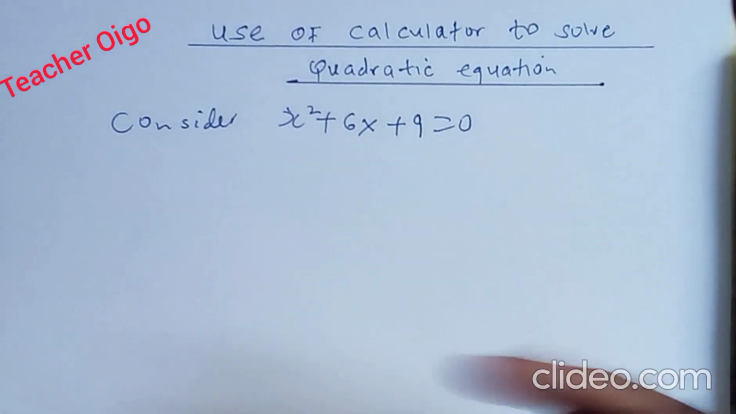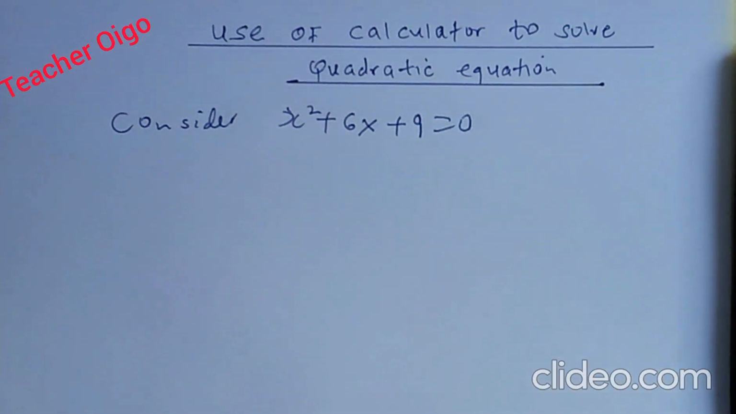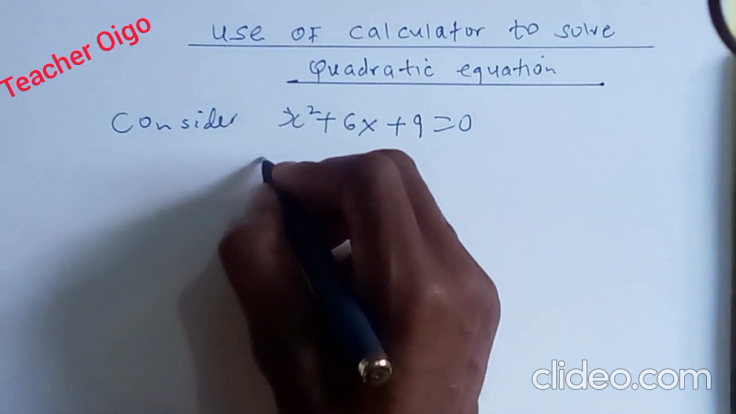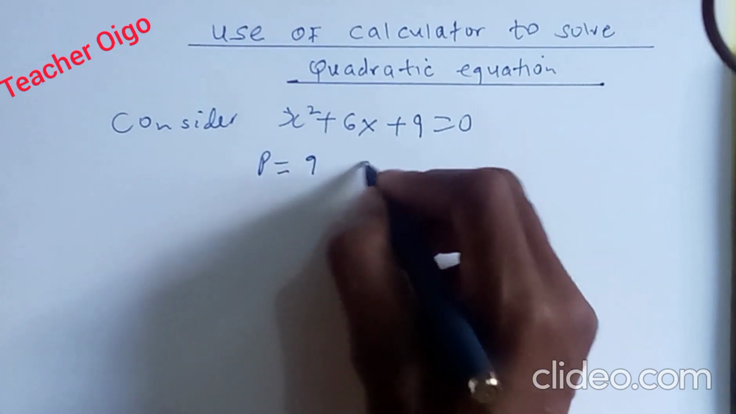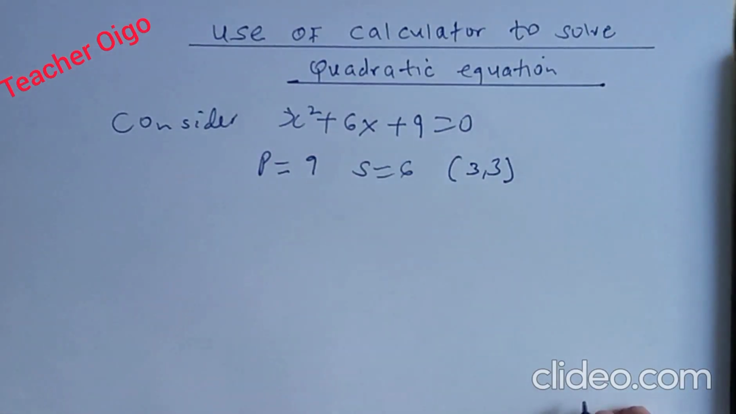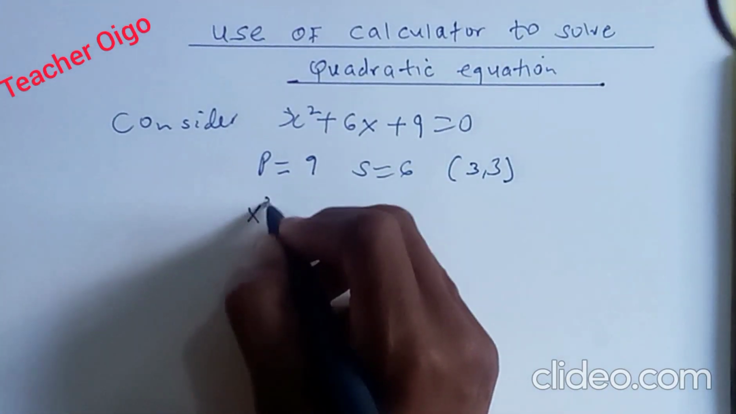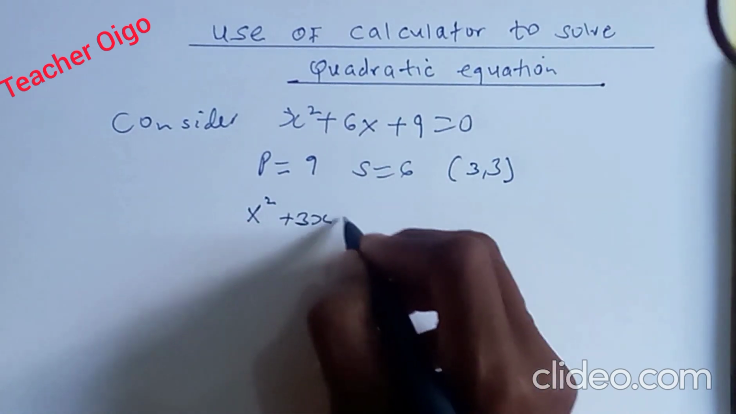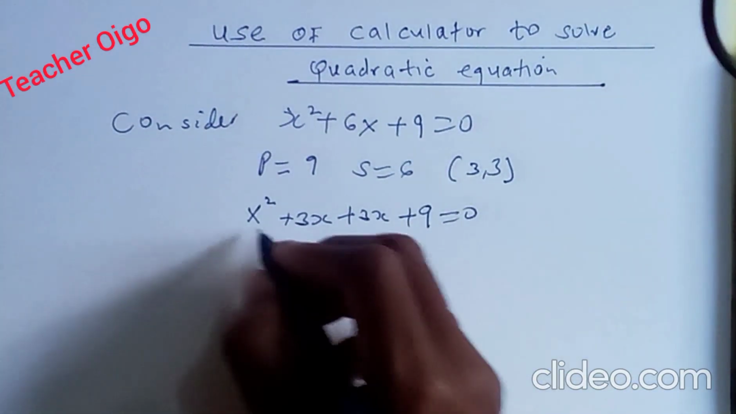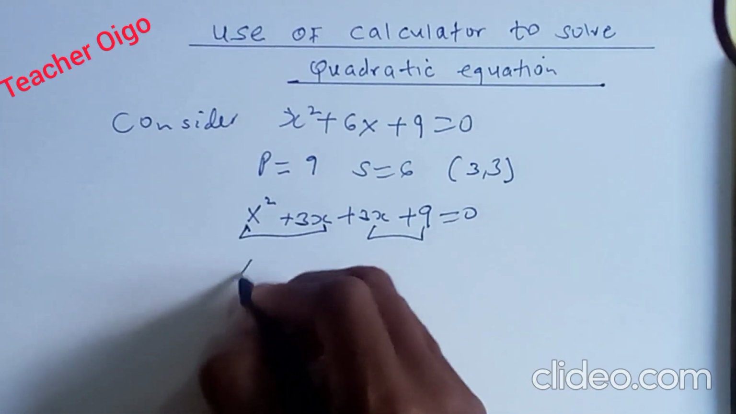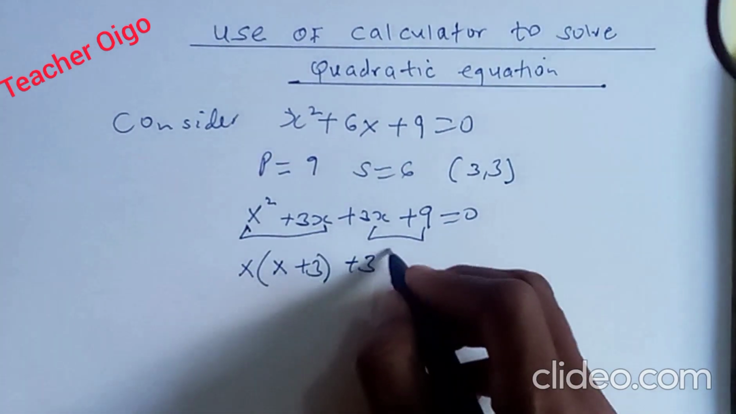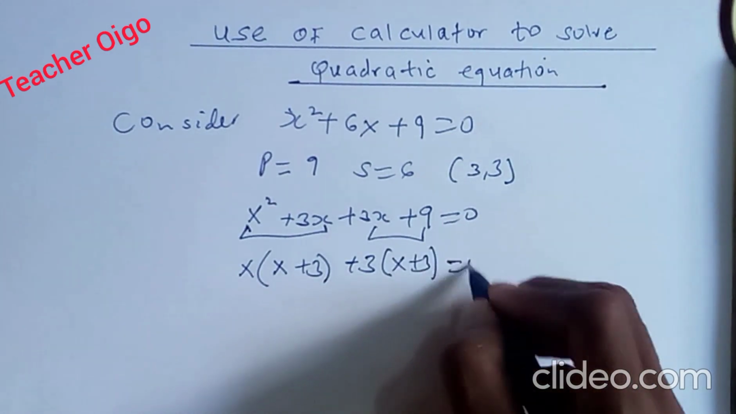Now, naturally, this question can be easily solved by the factorization approach. By so doing, we can factorize this one by talking of the product being 9 and the sum being 6. The factors are actually 3 and 3. Therefore, we can have x squared plus 3x plus 3x plus 9 equals 0. Once you have that, you can group it this way, where we have a common factor x into 3, then a common factor 3 into x plus 3 equals 0.